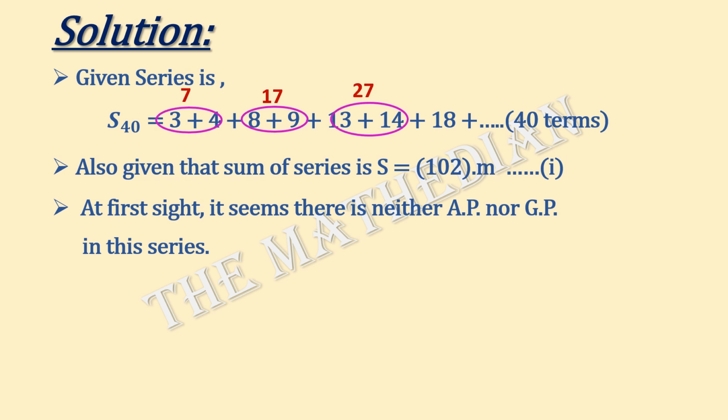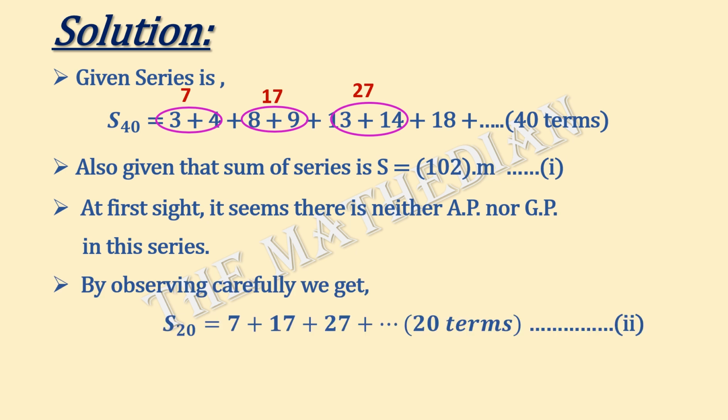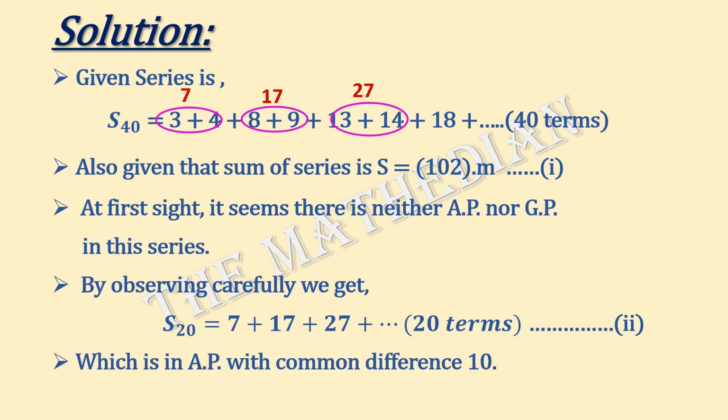But by observing carefully, we get 3 plus 4 which gives 7, 8 plus 9 which gives 17, 13 plus 14 which gives 27. So we get S20 is equal to 7 plus 17 plus 27 up to 20 terms. Here we have taken pairs of two terms which give us a series of 20 terms. This series is in arithmetic progression with common difference 10.